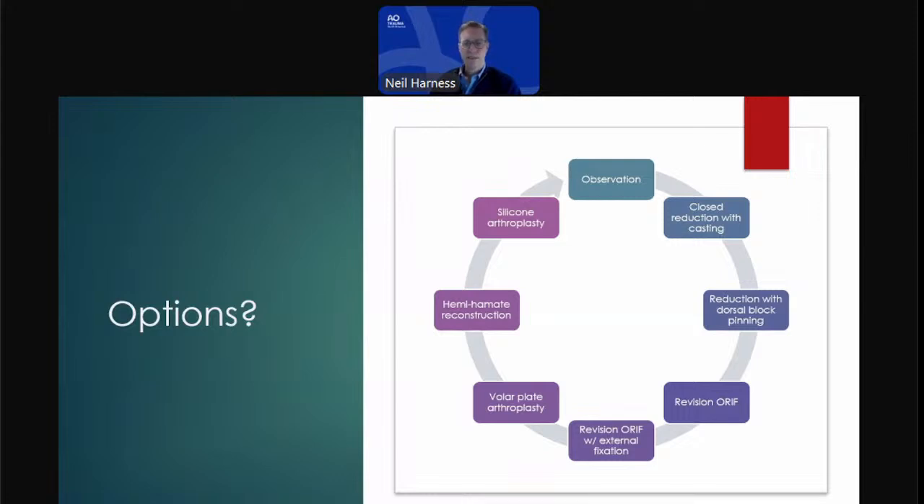Volar plate arthroplasty is contraindicated, or at least relatively contraindicated, with the extensive involvement of the articular surface. That leaves at least hemi-hamate reconstruction and silicone joint arthroplasty. And I think my take on this is to restore the bony anatomy and articular cartilage with a hemi-hamate is the go-to in this situation.